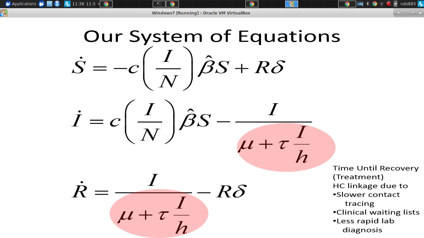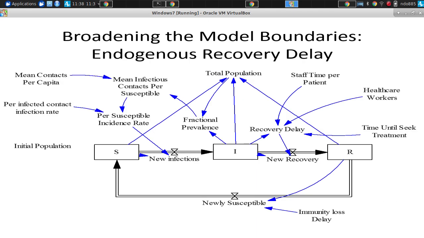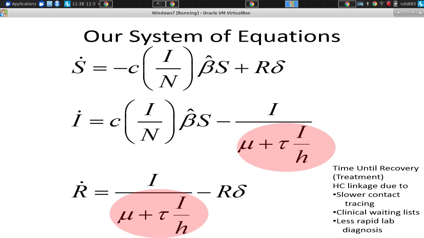But here, we elaborated it to allow for a recovery delay, where the recovery delay is based on some number of healthcare workers, a constant for the given model, and then the number of people waiting. The idea is, look, if I go present for care, if there's a lot of infectives ahead of me who need to be treated, I wait longer. But if I'm the first infective who's presented, I don't have to wait long. Does that make sense? Okay, so that's this term here.